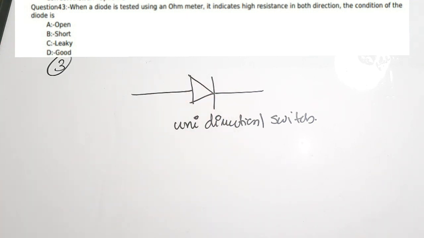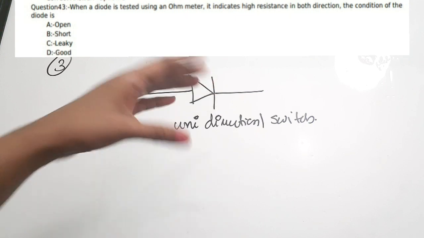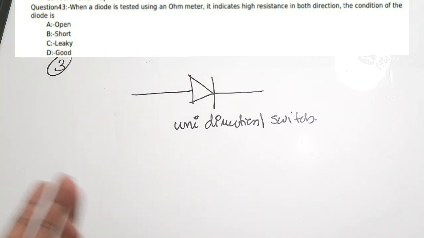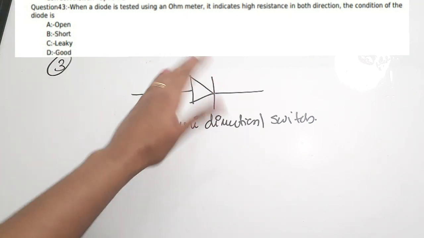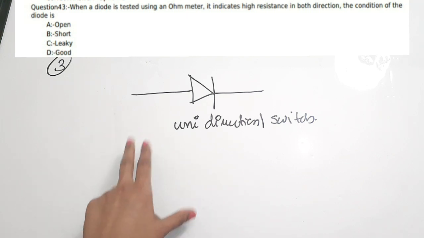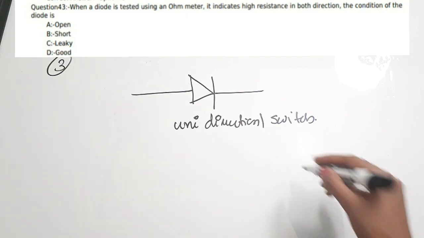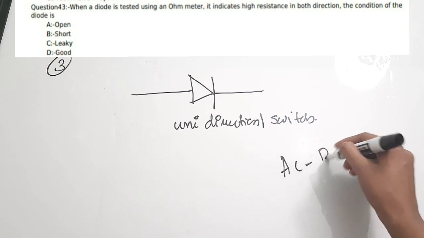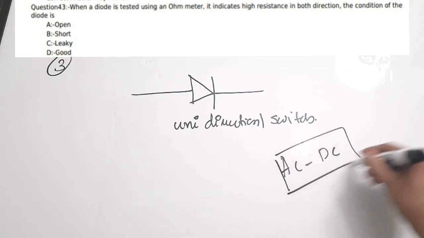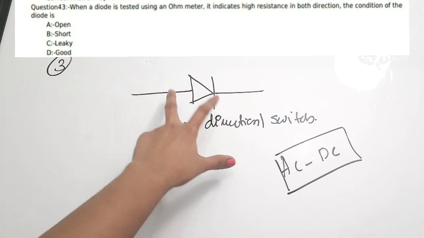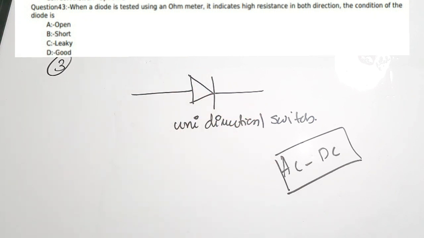So when the diode is conducting, it will work. When it is not conducting, it will be open, right? This is the basic principle that we use in rectifiers, that is for converting AC current to DC current. And this property of the diodes, that is a unidirectional switch, is being used in these rectifiers.